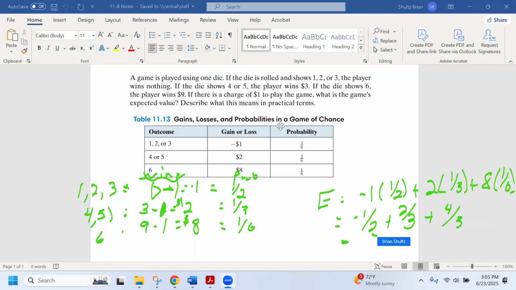I've got -1/2 plus 6/3, and 6/3 is 2. 2 minus 1/2 is 1 1/2, so you can expect to win $1.50.